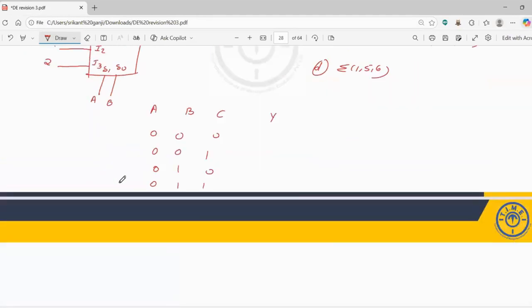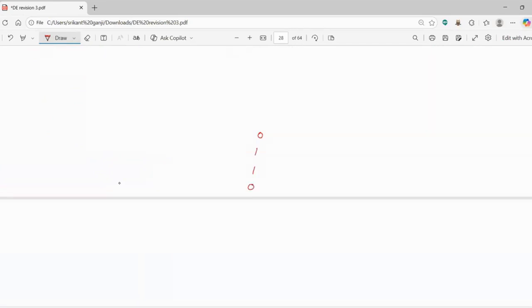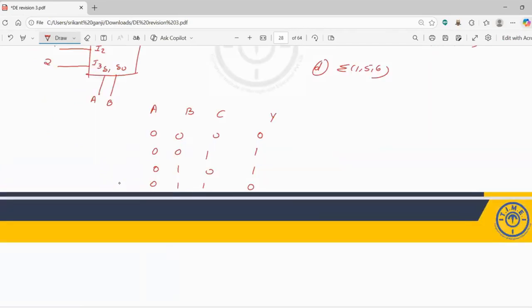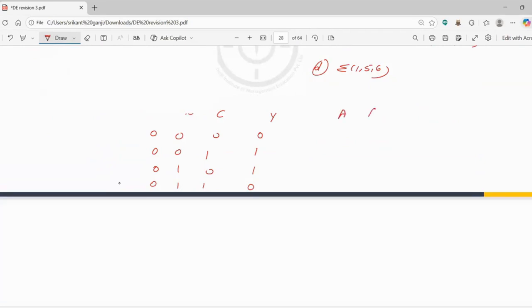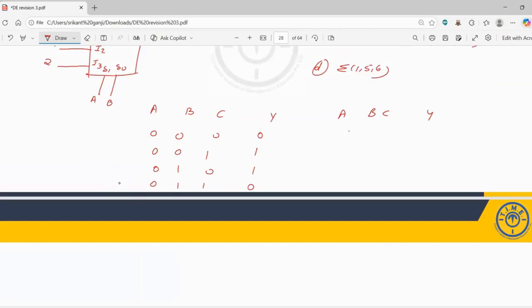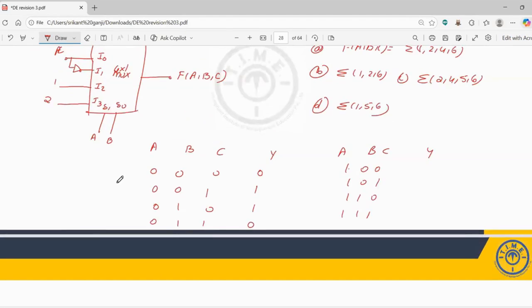Okay. So then I am getting 0, 1, 1, 0. After that A, B, C, Y: 1, 0, 0, 1, 0, 1, 1, 1, 1, 1. So here, what is the output? You can check that. So it is inverted. So 1, 0, 1, 0. So this is the output.